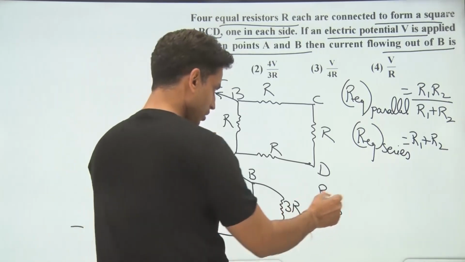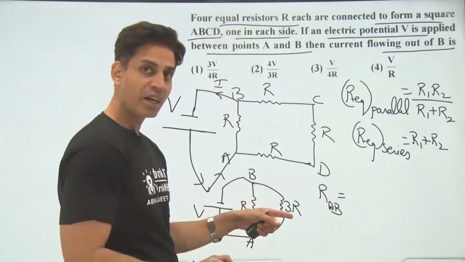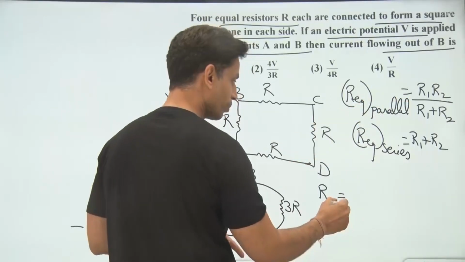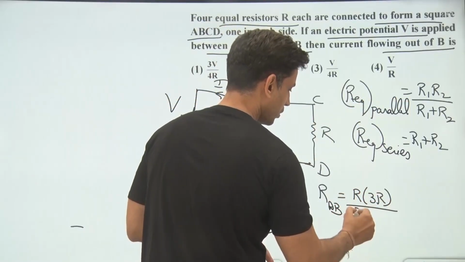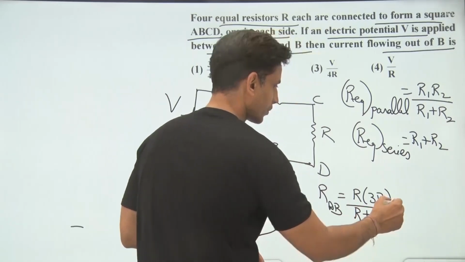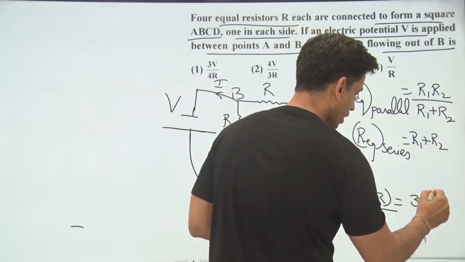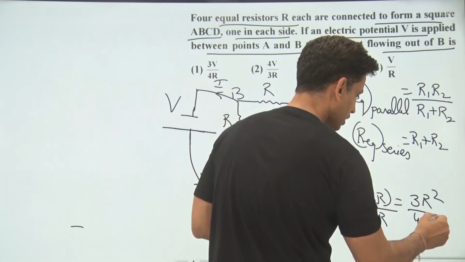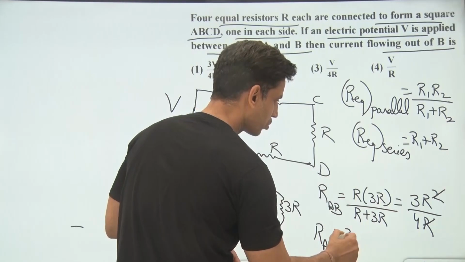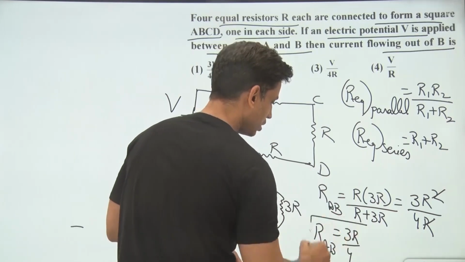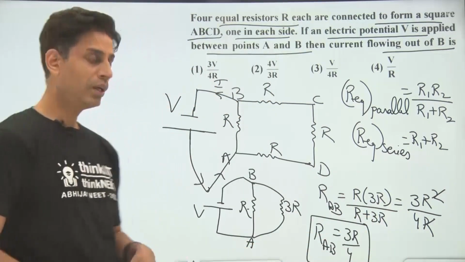is R and 3R in parallel. So R1 R2 upon R1 plus R2, that is R into 3R upon R plus 3R, which is 3R square upon 4R. This will cancel, so RAB is equal to 3R by 4. This is the equivalent resistance of the circuit.